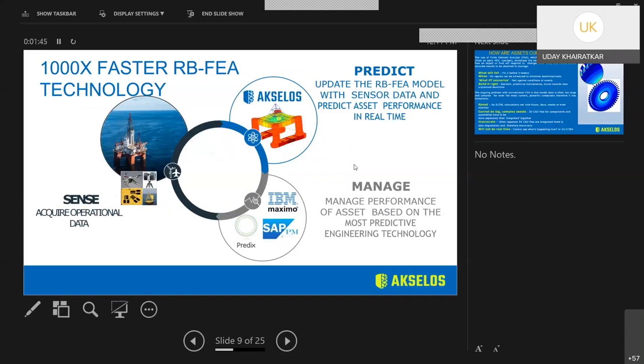So this is the update: the RBFEA model with sensor data predicts and assesses asset performance in real time. Real time monitoring, continuous monitoring, can be done through this system.